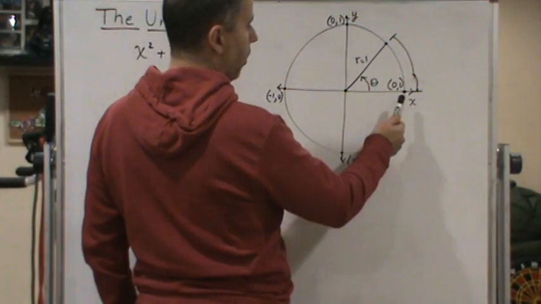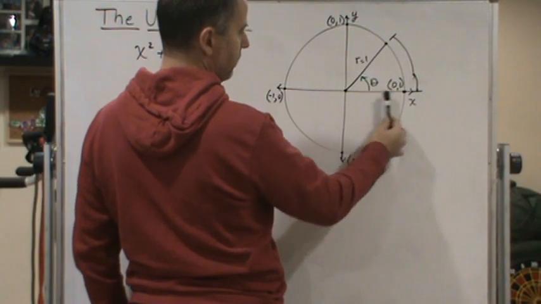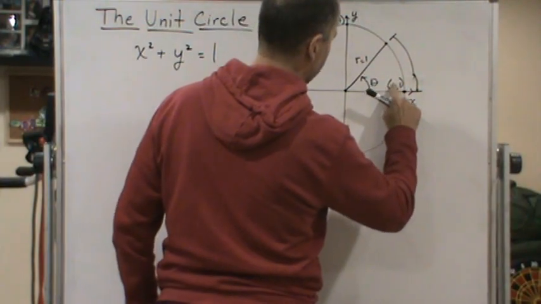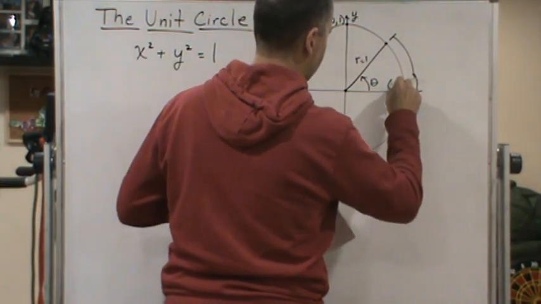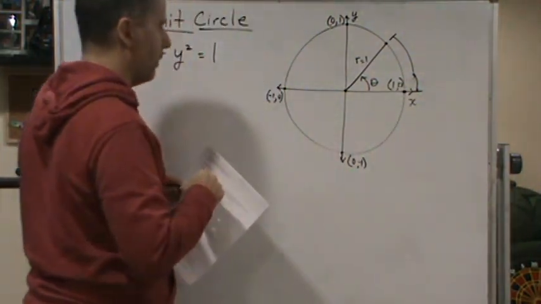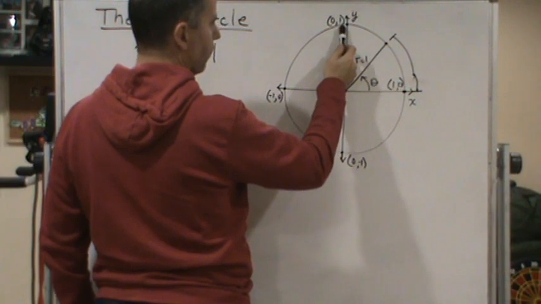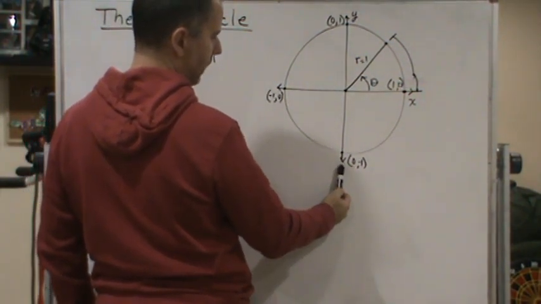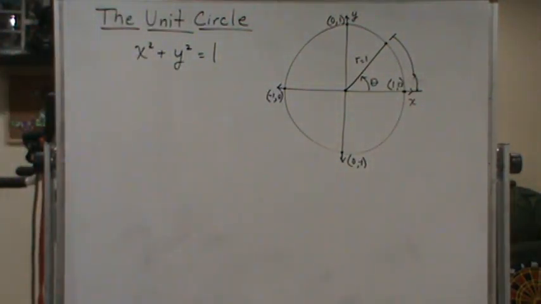Notice that if we go counterclockwise, we start at (1, 0). Then we go to (0, 1), (-1, 0), and (0, -1), all the way back to (1, 0).